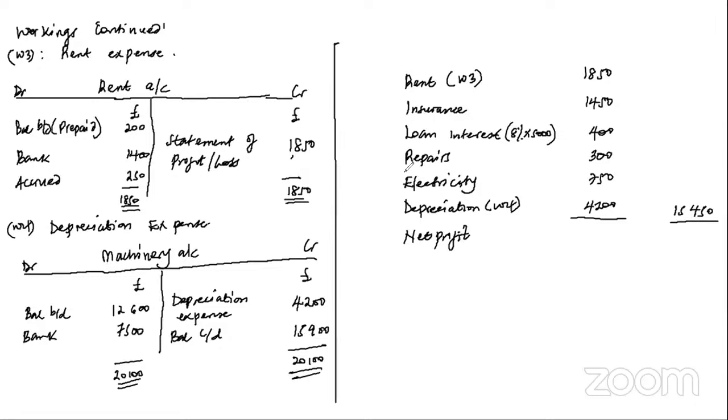20,050. When we subtract, we come up with a net profit of 4,600. So Duncan made a profit during that year of 2008. Duncan made a profit of 4,600 during that year. So that is Duncan's net profit.